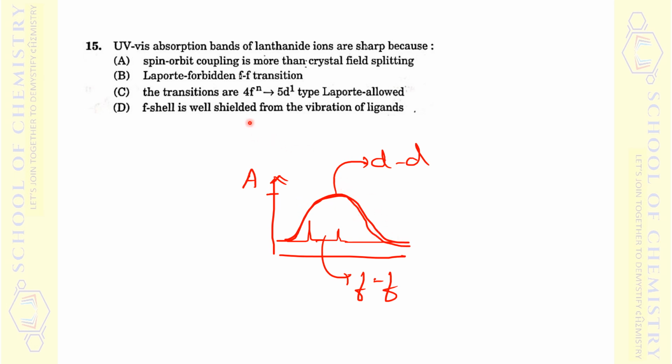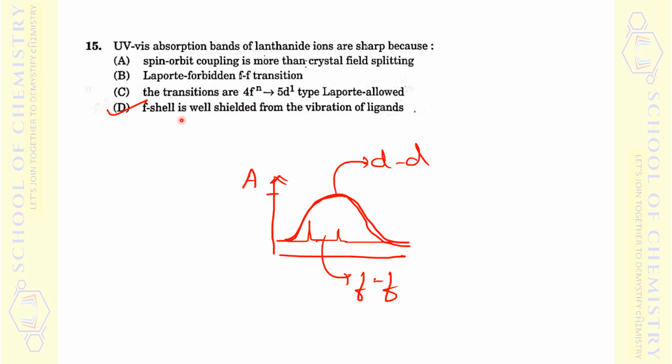Whereas in the case of F orbitals, they will be buried inside, and because of that, ligand vibrations, even if they are present, will not affect the f-f transitions. Because of that, f-f transitions will be sharp and their intensity will be less. So this itself is the reason for both properties of f-f transitions, weakness as well as their sharpness.